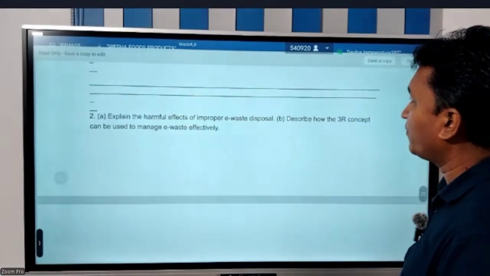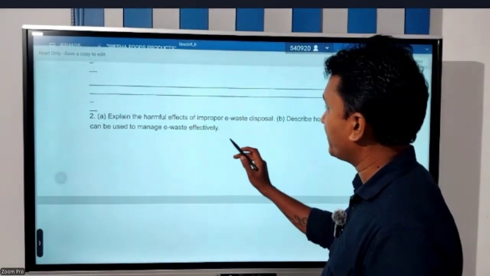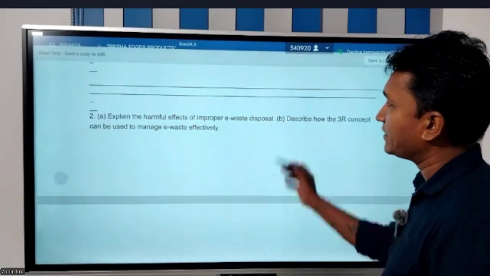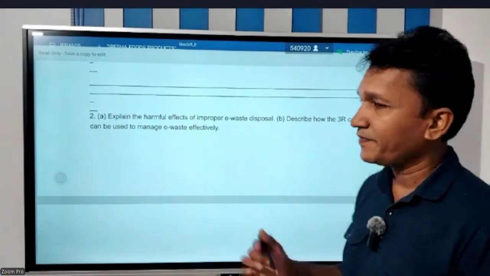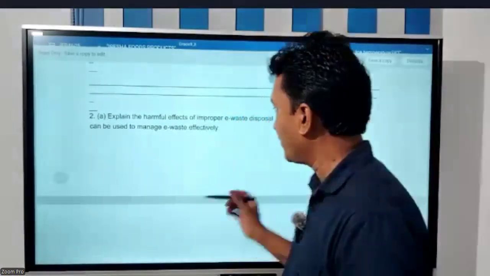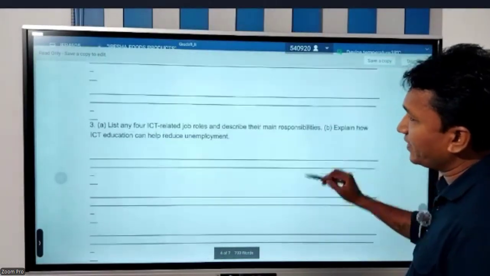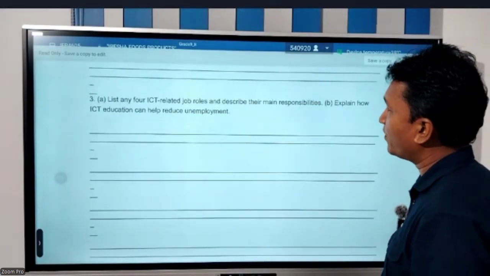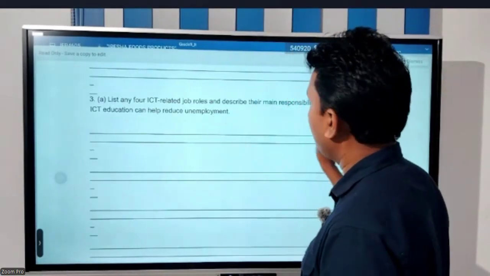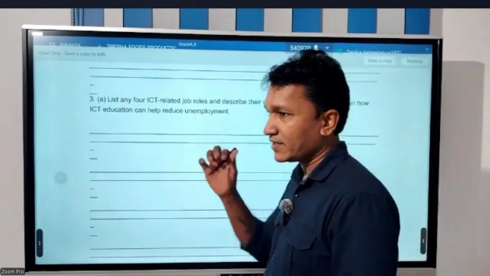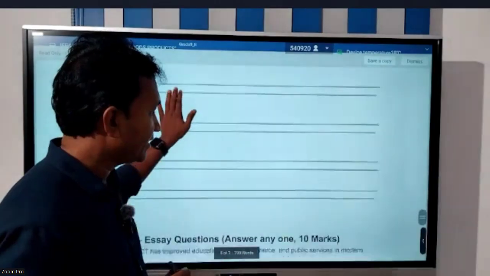Explain the harmful effects of improper e-waste disposal. Describe how e-waste can be managed. We discussed this, so it is not necessary. Explain the harmful effects of improper e-waste disposal, health issues and things like that can come. So it is the same thing we discussed earlier. List any 4 ICT related job roles. Describe main responsibilities. We discussed those. Explain how ICT education. This is what we discussed. Therefore, no need to explain it again.